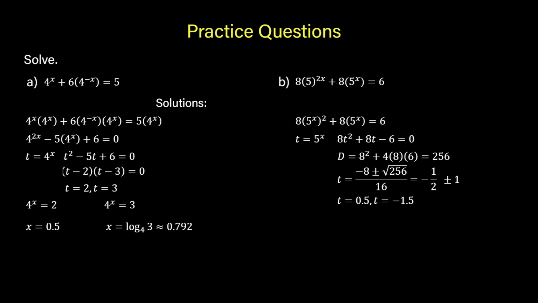Since 5 to the x power is always a positive number, t can't be negative 1.5. Substitute the value of t. 5 to the x power equals 0.5. x equals approximately negative 0.431.